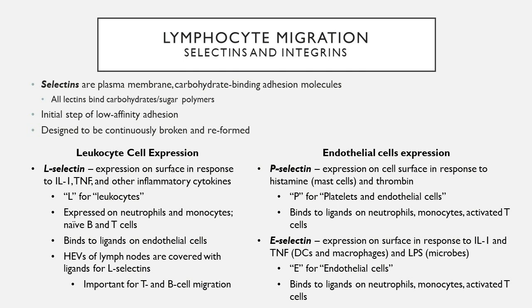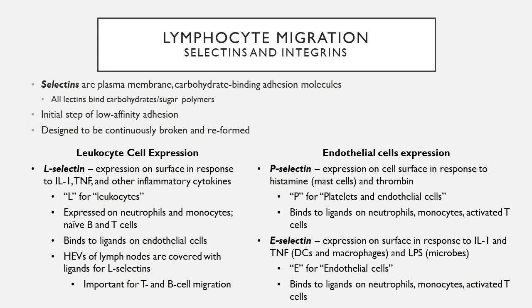Now, selectins can be divided in three categories. The first category we're going to talk about are L-selectins. L stands for leukocytes in this case. So they're expressed on neutrophils, monocytes, and naive B and T cells. And they're expressed in response to certain inflammatory cytokines, tumor necrosis factor, TNF, and IL-1. And we'll learn all about the functions of IL-1, TNF, and these other cytokines in the next chapter. But it's important to note how these selectins are expressed in various circumstances.